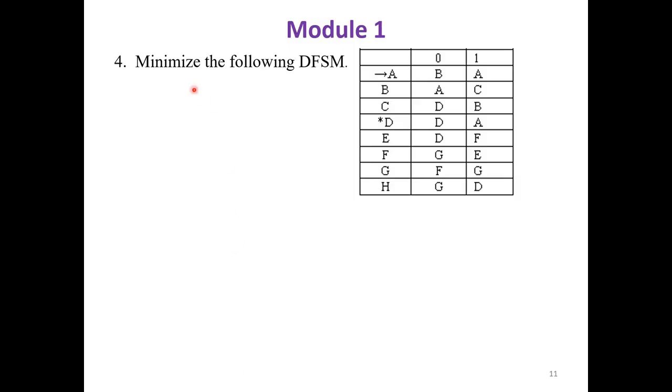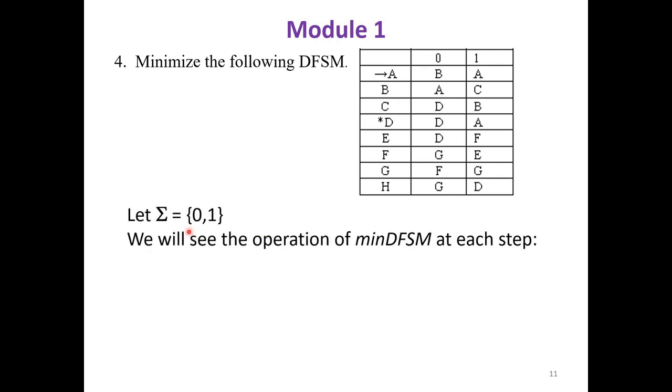Next question is to minimize the following DFSM. Here also the DFSM is given in the form of a transition table where the initial state is A and the final state is D. So let sigma be 0, 1. We'll see the operations of minimizing the DFSM at each step.